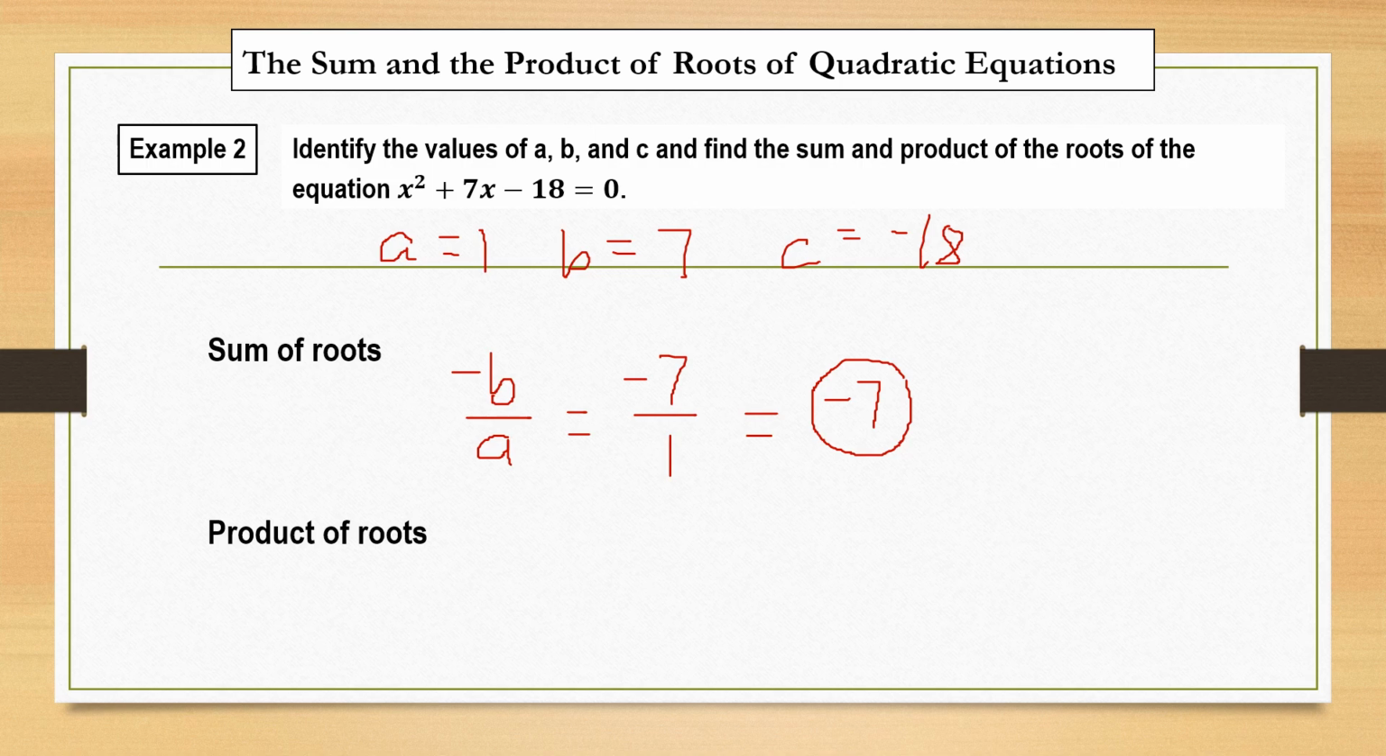For the product of the roots, it is given by c over a. c is equal to negative 18. a is equal to 1. Negative 18 over 1 is equal to negative 18. Therefore, the product of the roots of the given quadratic equation is negative 18.